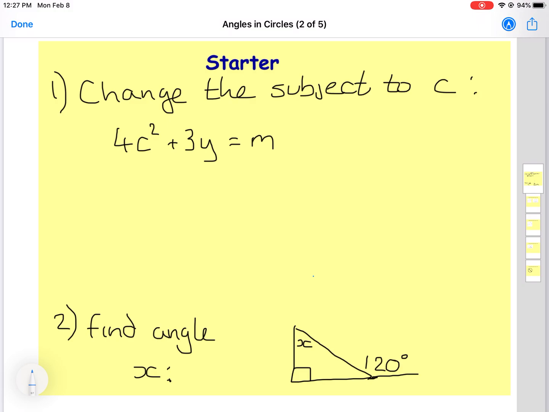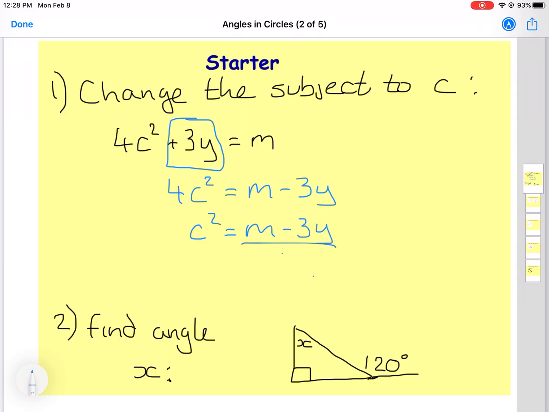The first thing we can do is get rid of the 3y. It's plus 3y, so we can take that away from both sides. So we'll end up with 4c squared is equal to m, take away 3y. After that, we can divide by the 4. So c squared is equal to m, take away 3y, all over 4.